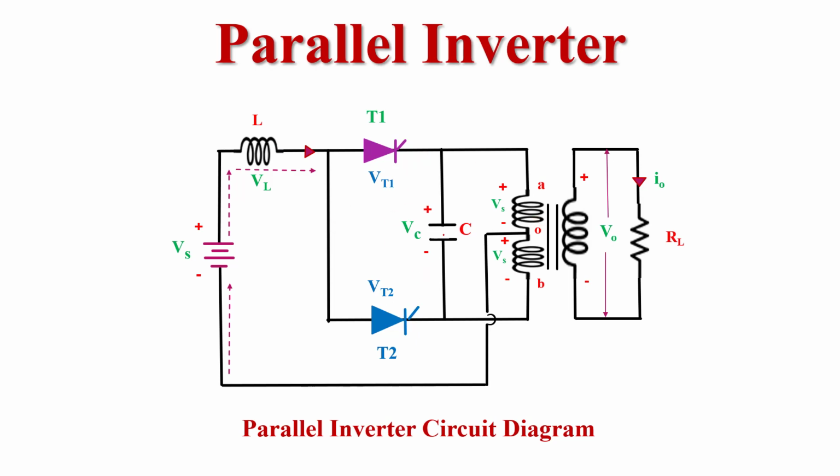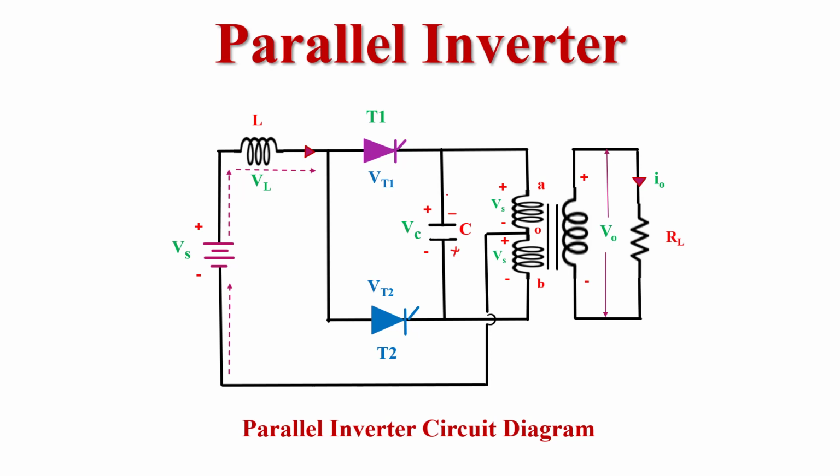One point we have to consider: if the polarity across the capacitor is such that the upper plate is positive and the lower plate is negative, we consider that the voltage across the capacitor is positive. If the upper plate of the capacitor has negative potential and the lower plate has positive potential, we consider that the capacitor is charged with negative voltage. This is the first consideration.